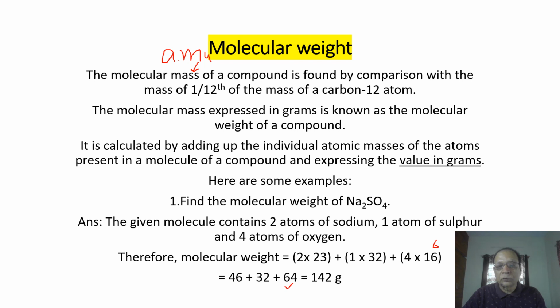Therefore, the molecular weight will be 2 into 23. 23 is the atomic weight of sodium. So there are 2 sodiums, 2 into 23, plus 1 into 32, that is sulfur, plus 4 into 16, that is oxygen. And this opens up to 2 into 23 is 46, 1 into 32 is 32, and 4 into 16 is 64. You add them up and you get 142 grams. So the molecular weight of sodium sulfate is 142 grams.